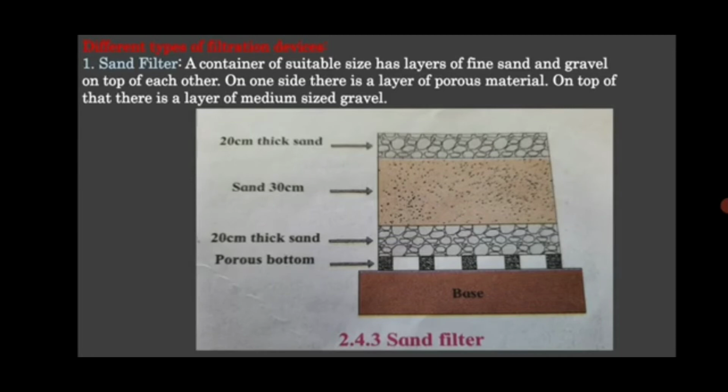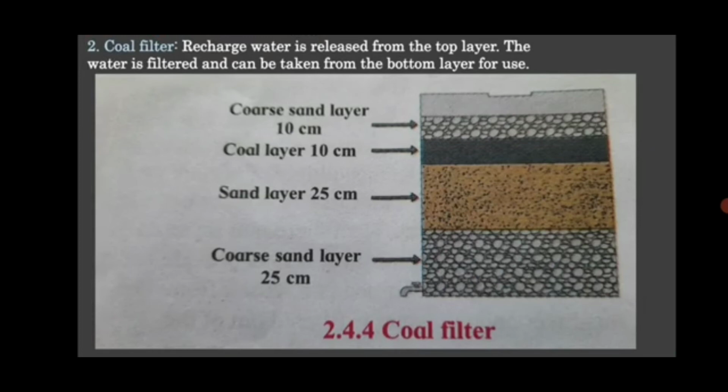The second is the coal filter. This is again similar in structure to the sand filter, but on the top there is a layer of fine coal. That is why it is named the coal filter. Then the recharge water is released from the top layer. The water is filtered and can be taken from the bottom layer for use.